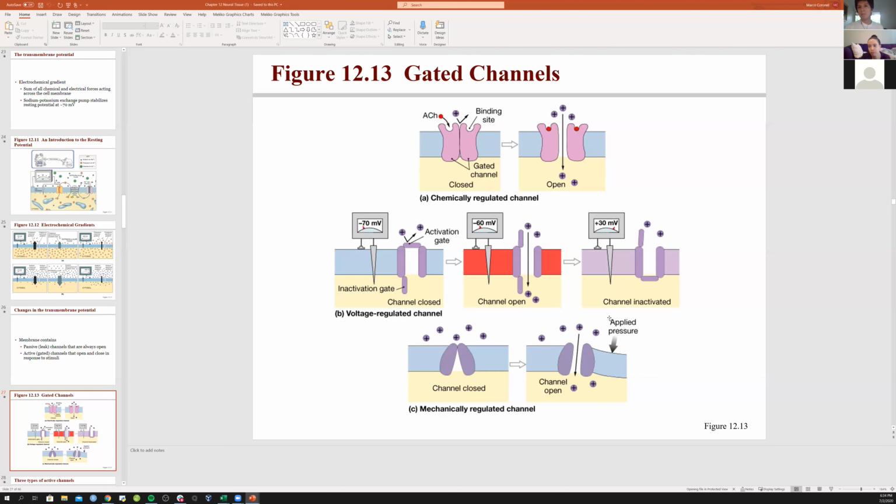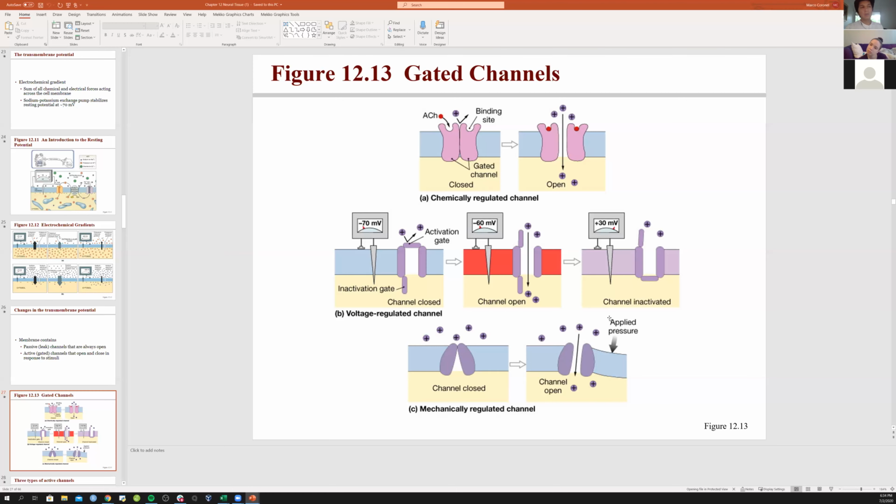So in the PowerPoint right now, it's a nondescript ion. You see that it's just positive, right? I said sodium, because that's usually the positive ion that rushes into a cell. Okay. So then why would the channel inactivate, why would it close at positive 30?